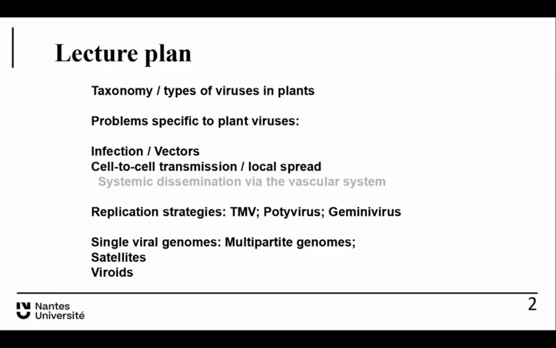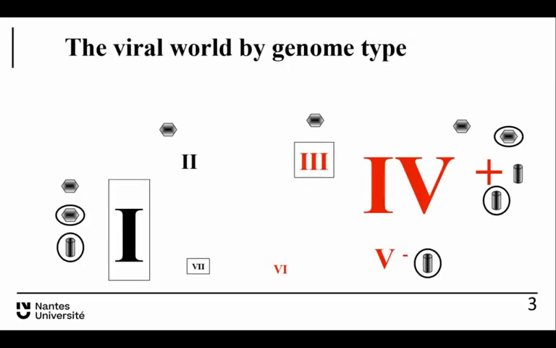So once we've done that, then we'll look at a few specific examples. Tobacco mosaic virus, it's the big example that everybody knows. Then another filamentous plus strand RNA virus, the potyvirus family. Then DNA viruses, the Geminiviruses. And then we'll end up looking at some types of replicative genomes that are quite specific to plants. So multipartite genomes, the presence of satellites, and we'll end up with viroids.